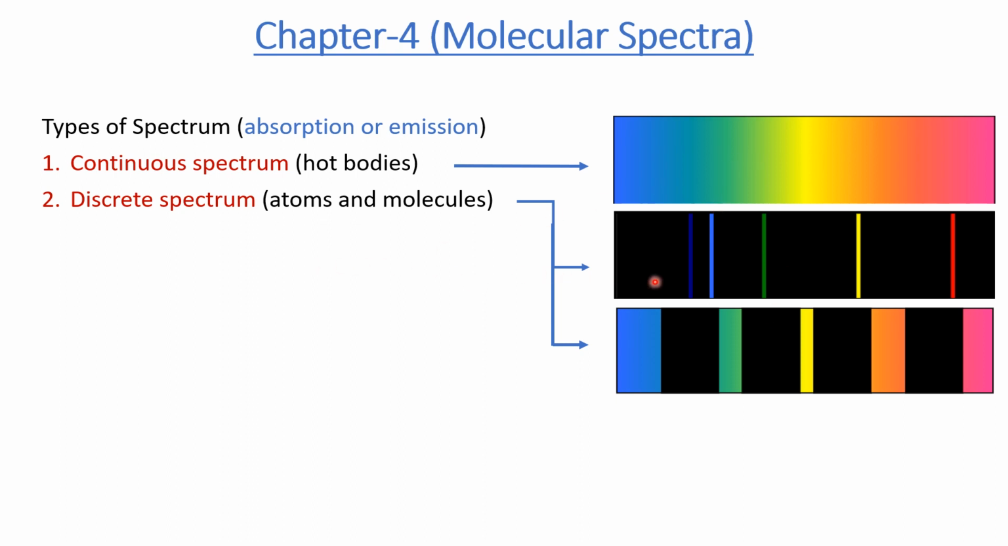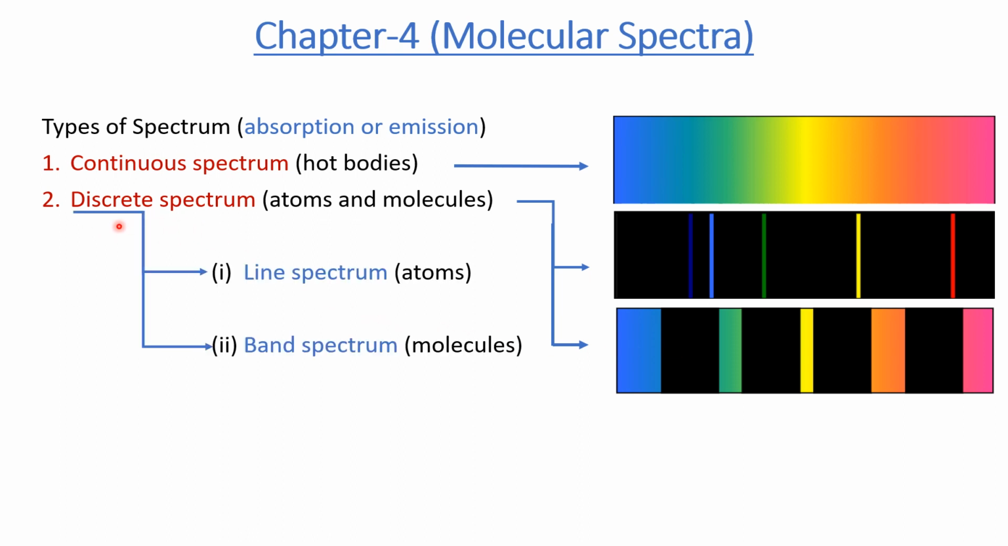This is emitted by the atom, and this one is emitted by a molecule. That is why the discrete spectrum is further divided into two categories. One is called the line spectrum, and this is generally emitted from an atom. And this one you see here, these are single lines. That is why this is called a line spectrum. And the other is the band spectrum, which is emitted from the molecule.